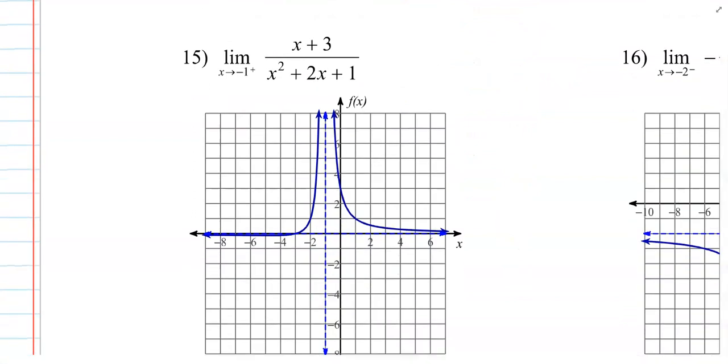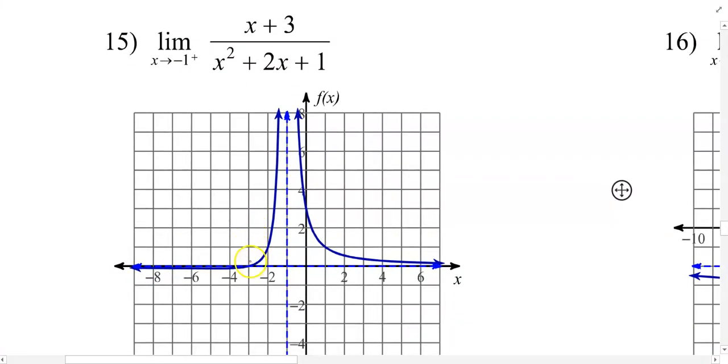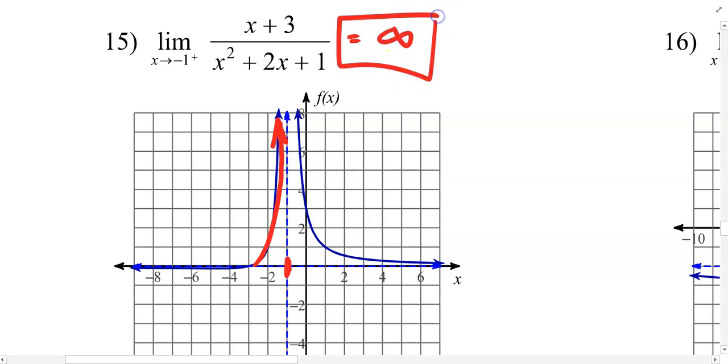Now here's a limit that we can clearly interpret by looking at the graph. Find the limit as x approaches -1 of this particular function. Well, as x approaches -1, which sits right here on the x-axis, as we approach it from the left, it looks like the function is rapidly increasing, so we would say that the limit is equal to infinity.